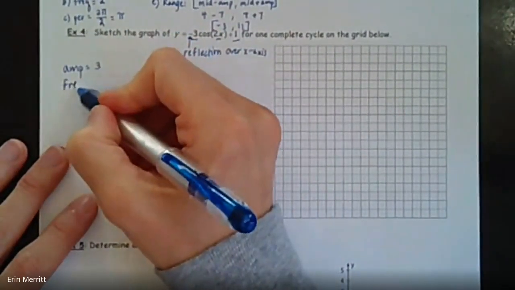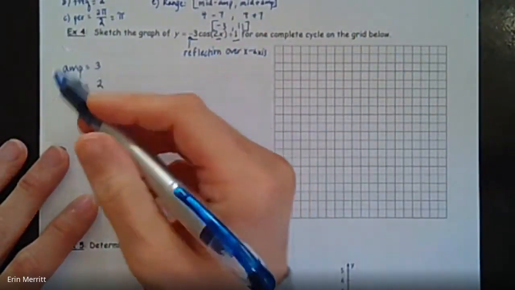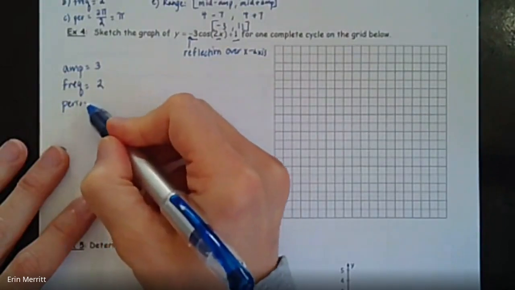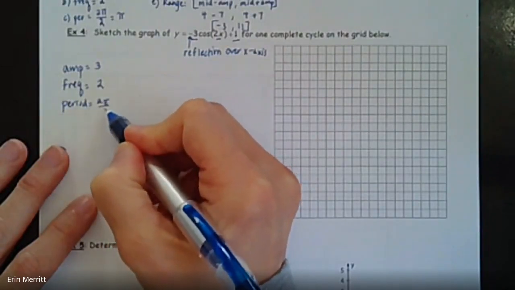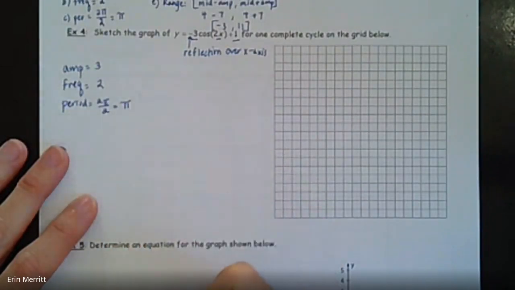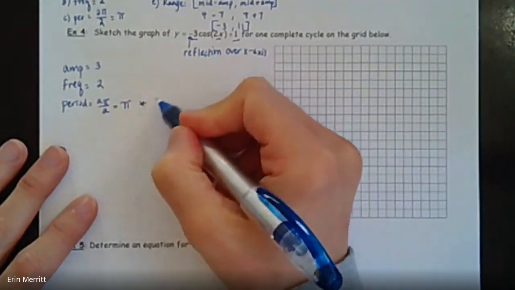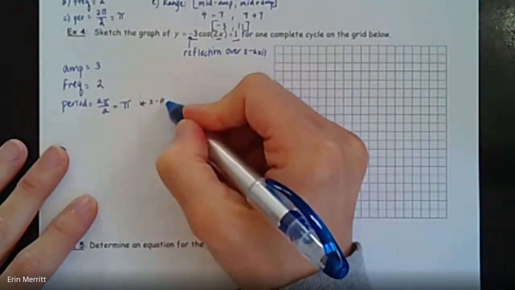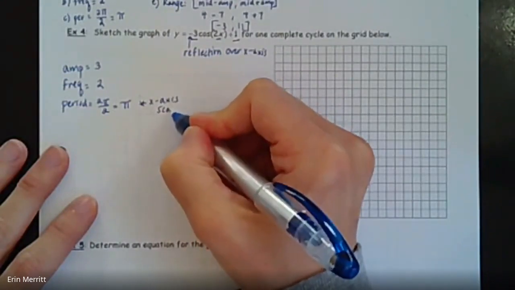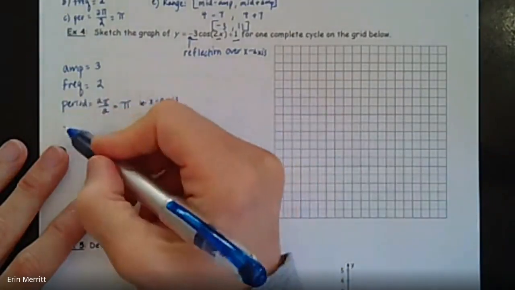The frequency, in this case, would be 2. So just like the practice one we just did a second ago, which means the period would be 2 pi over 2 or pi, right? So that's the length of one cycle. This is going to affect the x-axis scaling. It's good to mention it just right there, all right? And then our midline.